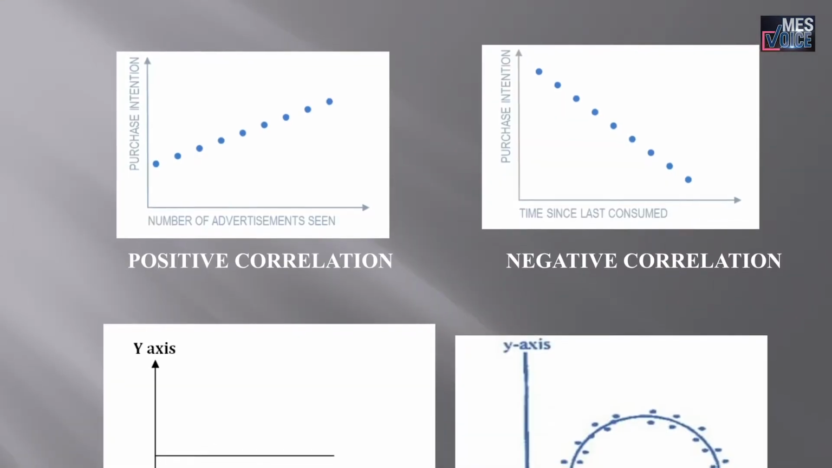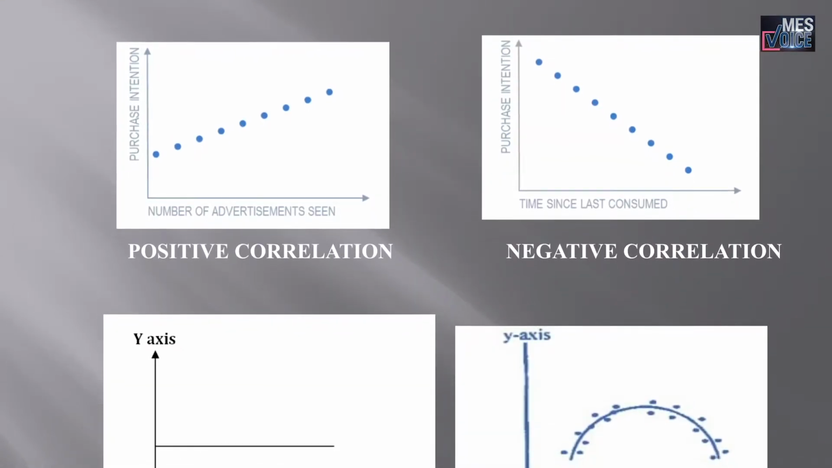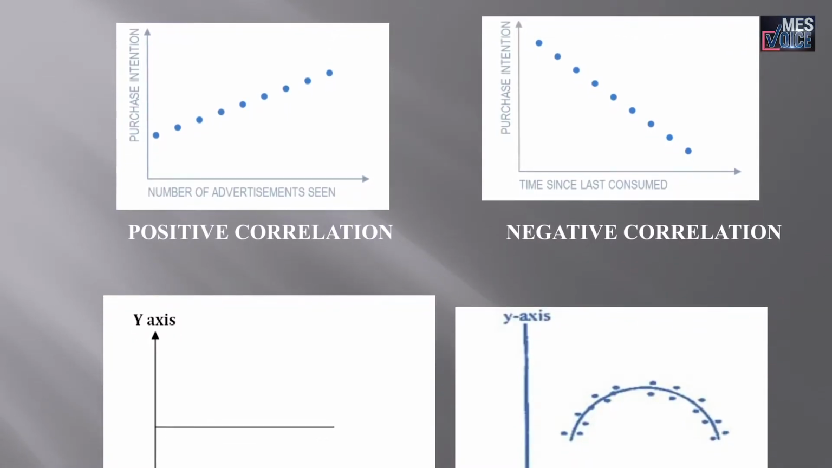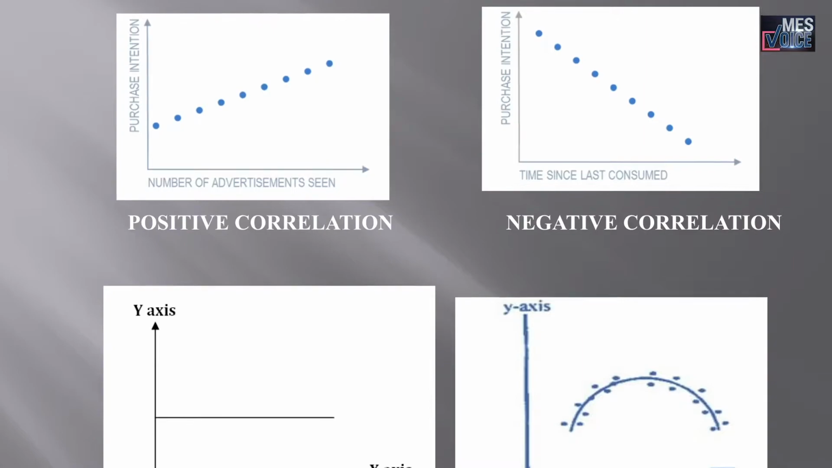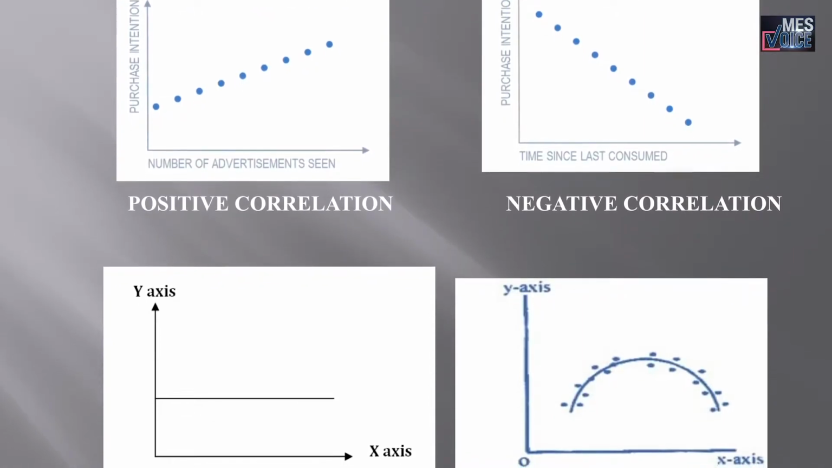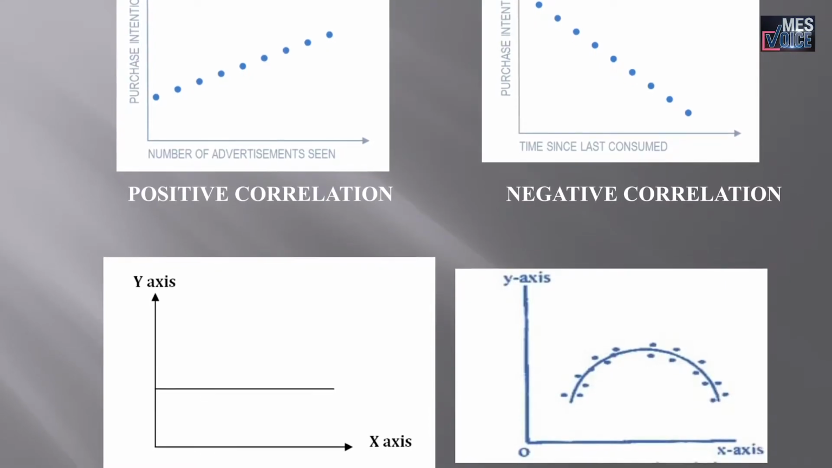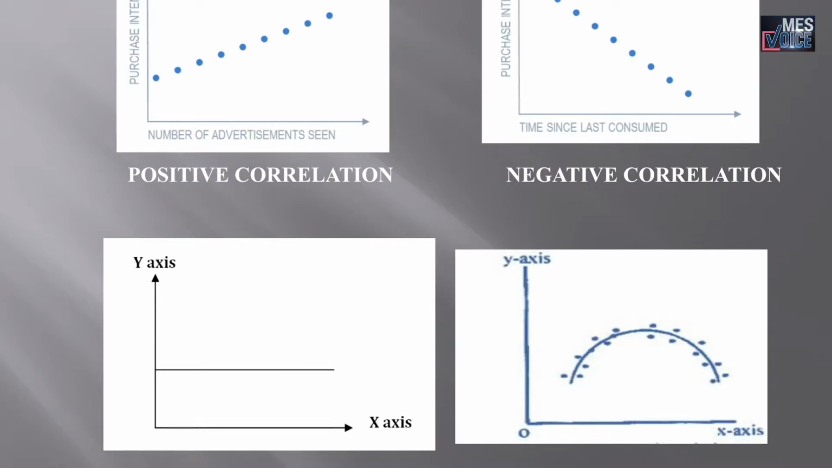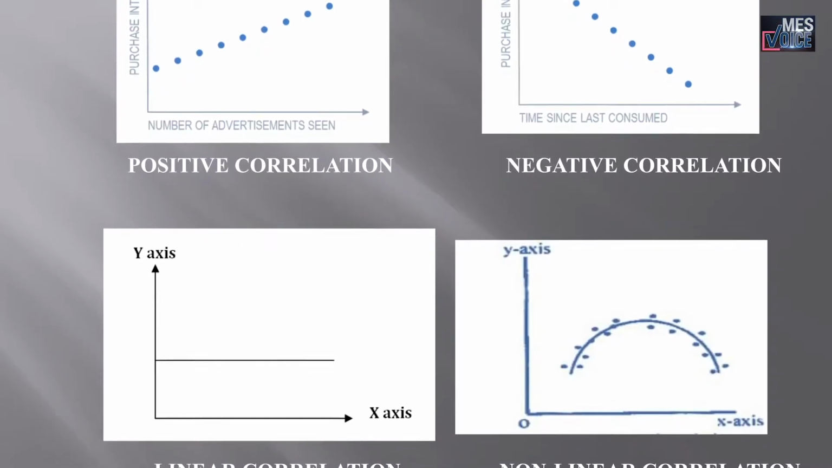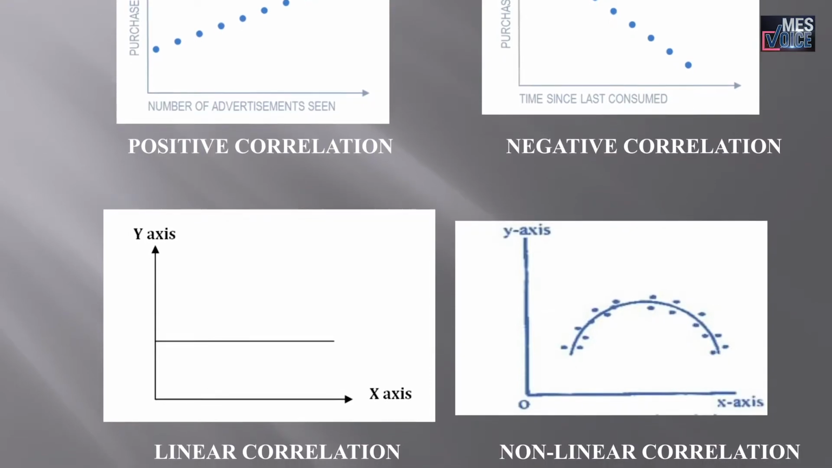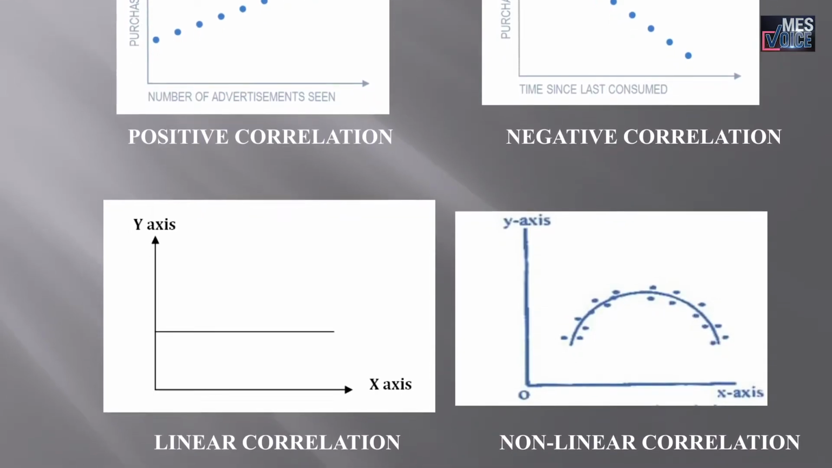Now we can see the figures of positive, negative, linear and non-linear. From the figures, it is clear that in positive correlation, x and y move in the same direction. In negative correlation, x and y move in opposite directions. In linear correlation, according to x, the movement of y is in a straight line, and in non-linear, there is a curvy linear relation.